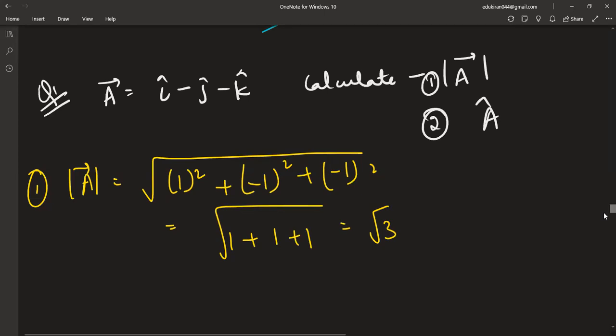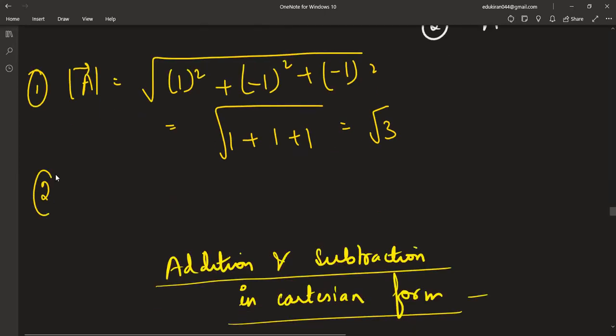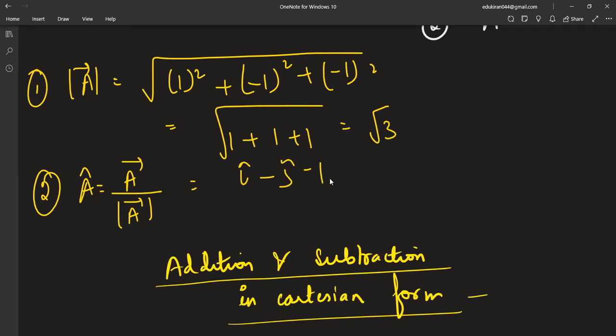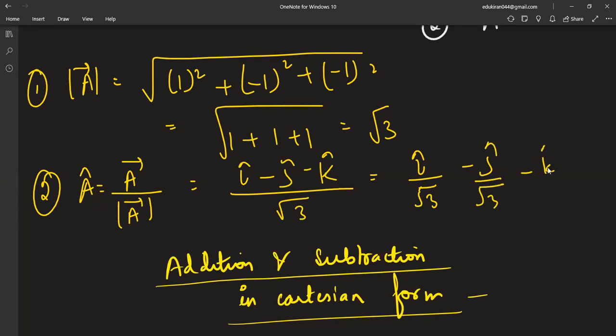All right. Now the second part, we have to form the unit vector. How did I tell you the unit vector is formed? Take the vector as it is, divide by its magnitude. What is the vector? I cap minus j cap minus k cap. Divide by its magnitude. This is the unit vector. If you want, you can separate it: I cap by root 3 minus j cap by root 3 minus k cap by root 3, like this.